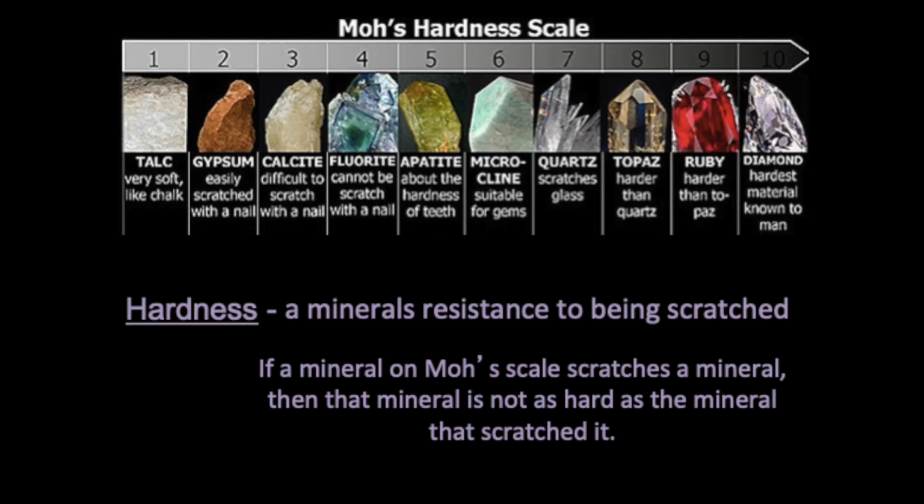In addition, we also have the Mohs hardness scale. The hardness of a mineral is its resistance to being scratched. If a mineral on the Mohs scale scratches another mineral, then the mineral is not as hard as the mineral that scratched it. Very simply put, if you take a look at the chart above, talc, which is the softest, has a hardness of 1. And then if you work your way all the way over to the right, which is a hardness of 10, it's represented by a diamond, which is the hardest of all minerals.